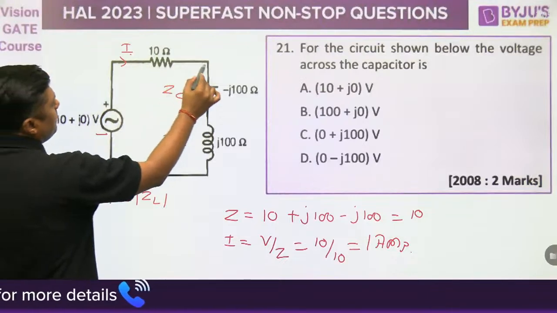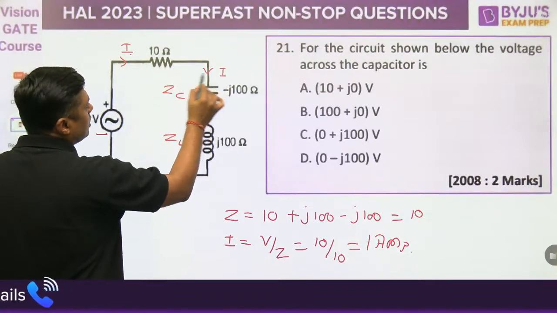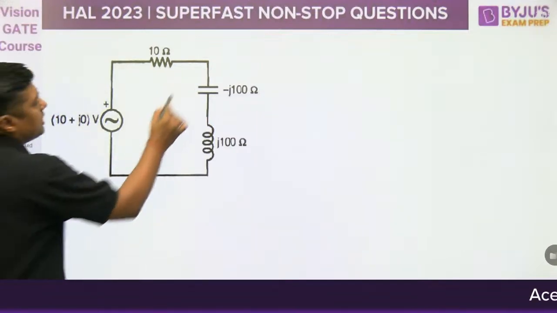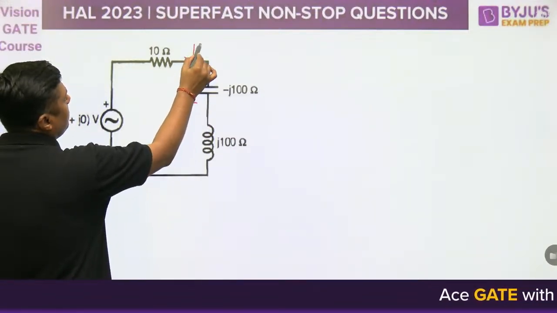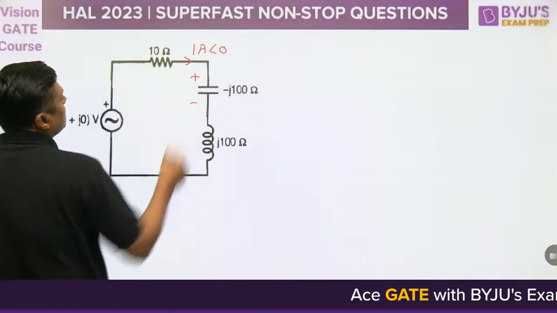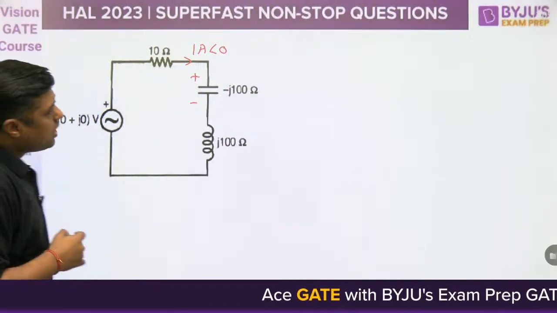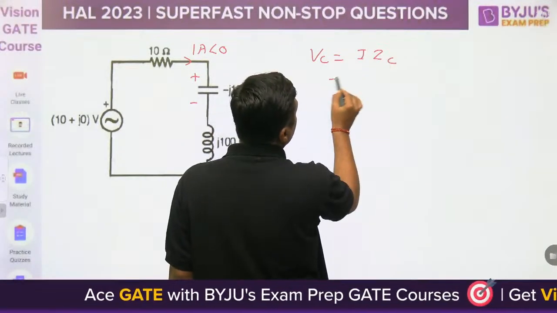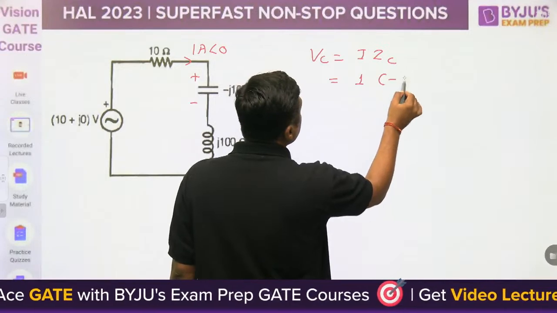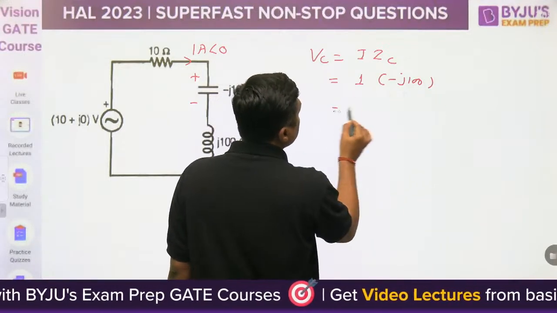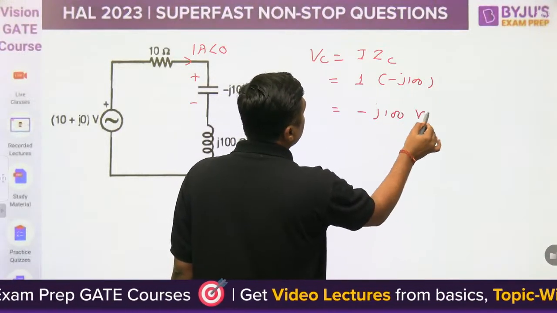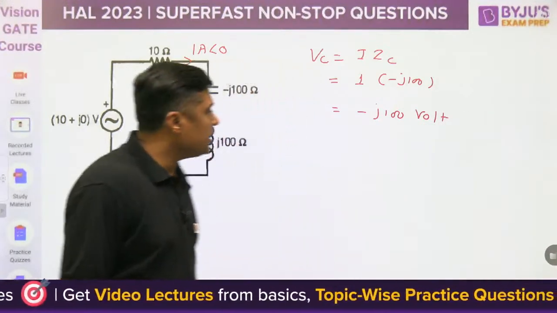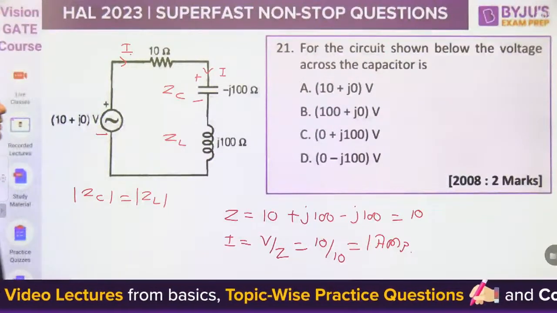Now this current, when passed through the capacitor, what is the voltage across the capacitor? This current is 1 ampere, and its angle is 0. Now what is the voltage across the capacitor? I into ZC, so 1 into minus J100. This is nothing but minus J100 volt. So which answer is correct? This one. Real part is 0.